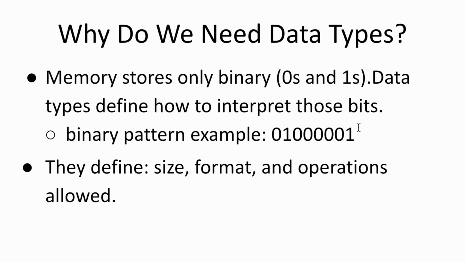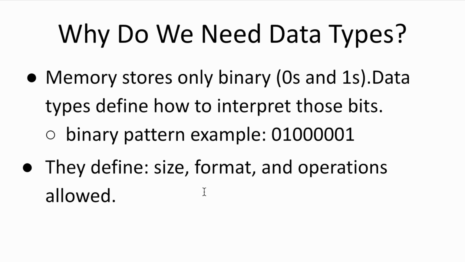So, when we declare a variable in Java and specify a type like int or boolean, we are not just choosing a format. We are defining how the machine should interpret raw memory. And also, data types define size, format, and operations allowed. When you declare a variable in Java, you are doing more than naming a value. You are defining how that value lives in memory and how the system should treat it. A data type isn't just a label. It carries three essential instructions to the JVM and the underlying machine.